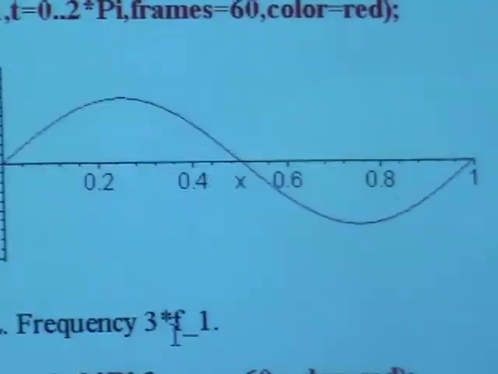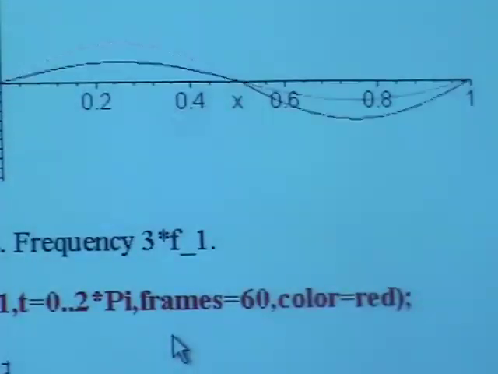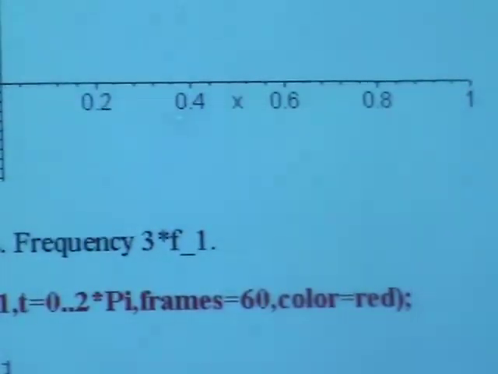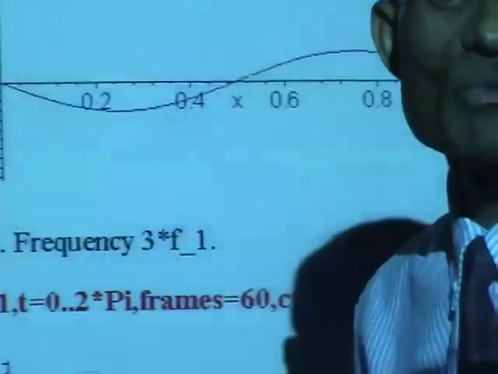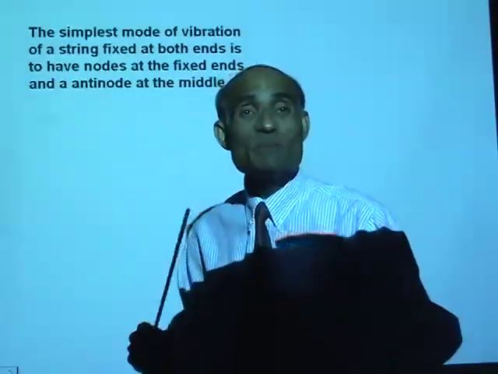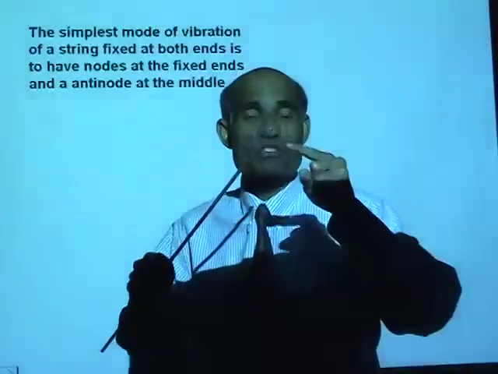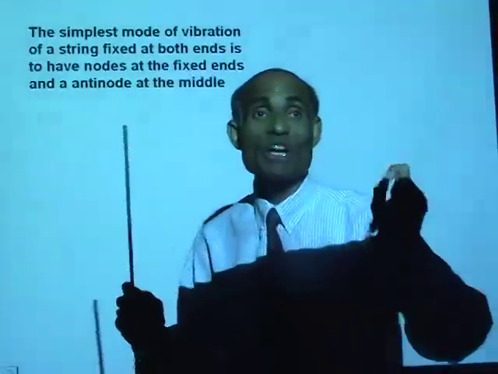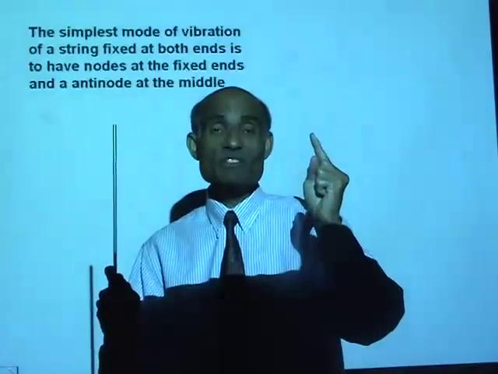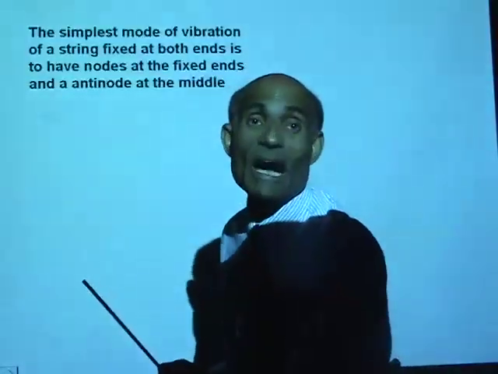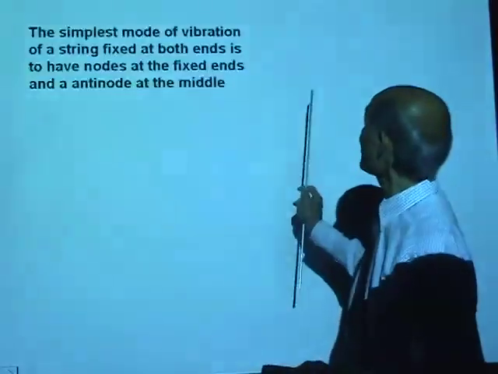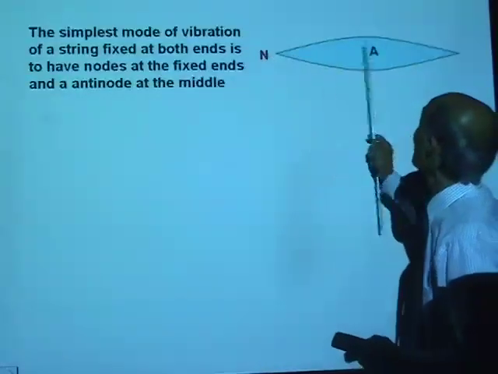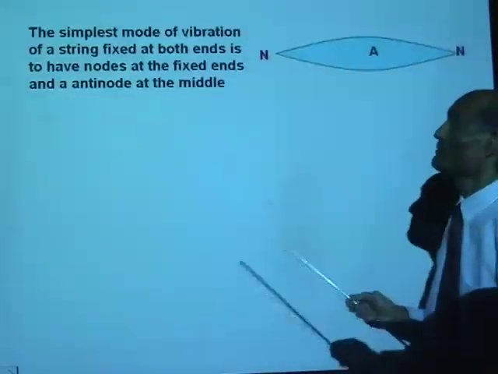And now, if you double the frequency, you will get two segments vibration. There you have the two segments vibration. You have three segments vibration, and so on. Well, you have now got a clear picture of stationary waves. And now, what is the simplest mode of vibration of a string that is stretched between two points? The simplest mode of vibration is that you have nodes at the fixed ends and an antinode at the middle. Is that right? It will look like this. This is the simplest mode of vibration, with a node here, an antinode here, and a node there.